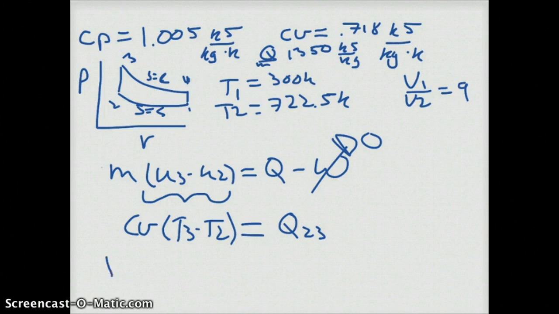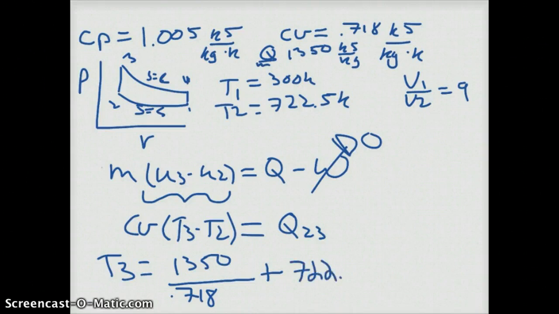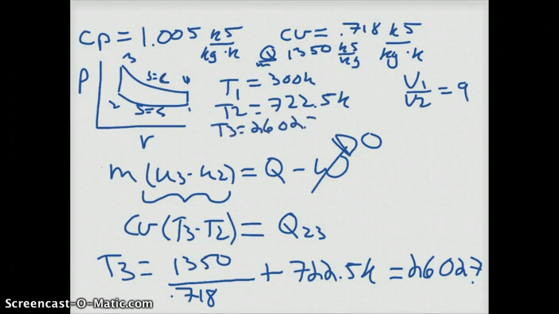So we solve for T3, and that's going to be equal to 1350 over 0.718, plus our T2, and all that is going to be equal to 2,602.7 K. Alright, so let me add this right here, and erase this.